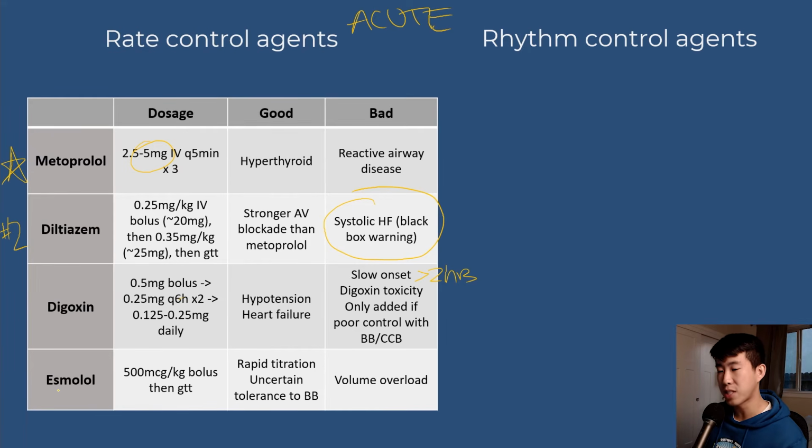Finally, the last option for rate control is going to be an esmolol drip. You start off with a bolus and then you transition to a drip. The good thing about esmolol, it has a very short half-life, so it's really easy to titrate, and you can turn it off immediately if the person is not able to tolerate it. So this is really good because if you're not sure they're going to tolerate a beta blocker, you can turn this on. If they're not tolerating it, you turn it off right away, and it's basically out of their system.